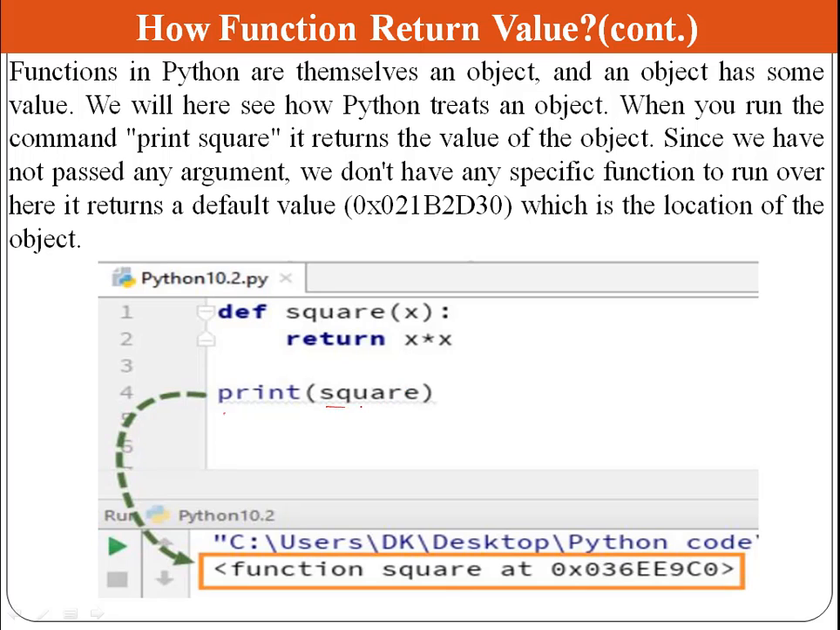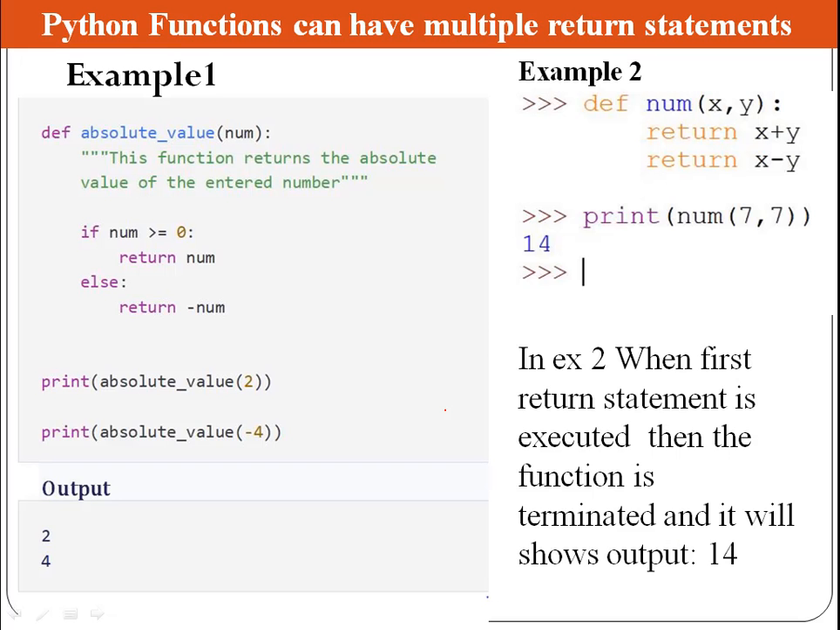Then multiple return statements can be there depending upon the condition, right? Here you have a condition, and depending upon that it is returning you something. If you are giving 2, it is positive, so it is returning you num. If it is not positive, it is returning the absolute of that. So multiple return statements can be there.